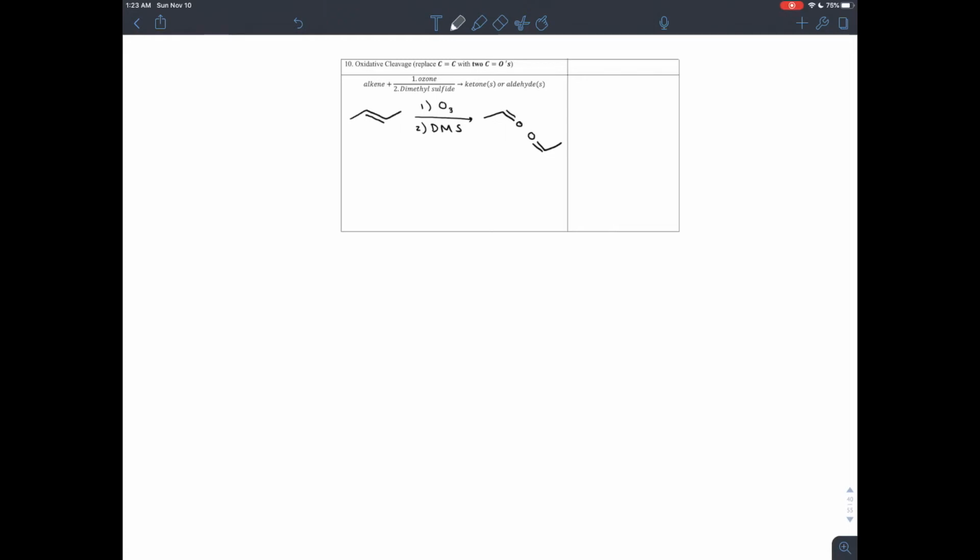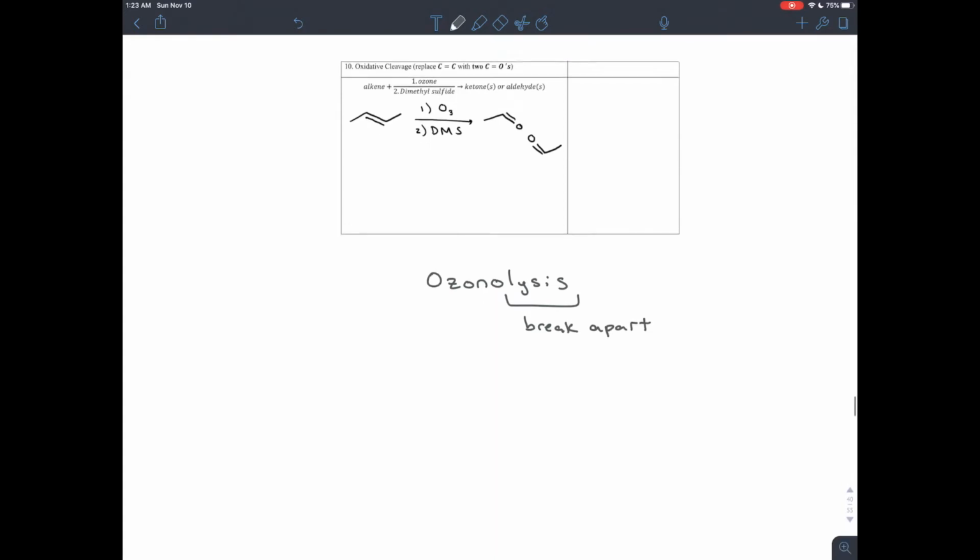Oxidative cleavage is also known as ozonolysis. And we've seen this suffix lysis before. You would have seen it in general chemistry 1 when you talked about electrolytes. Electrolytes are things that break apart because of their electrical charge. They break apart in water. So ions that break apart in water because of their electrical charge. We saw it earlier in hydrolysis when you use water to break things apart.